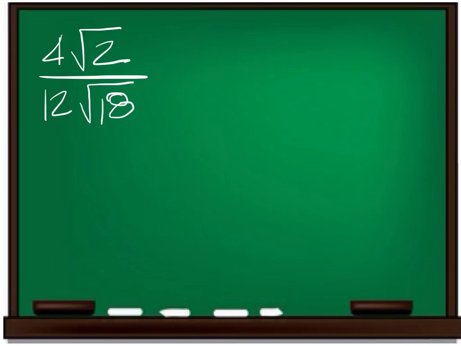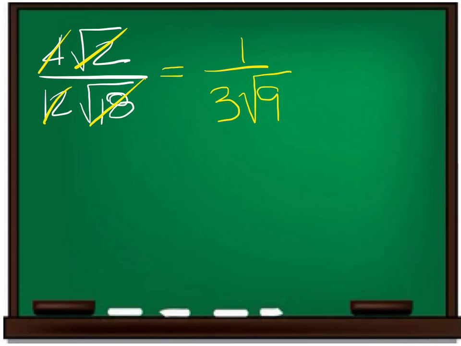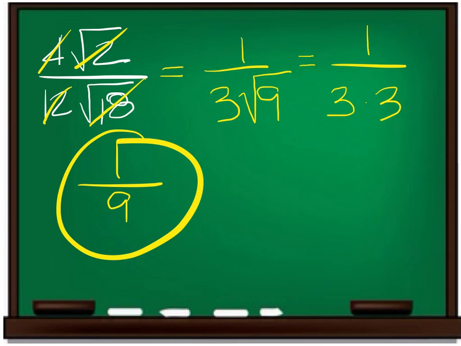On the practice problem, you can reduce the 4 and 12 to get 1 over 3. And then the square root of 2 over square root of 18 to get 1 over 9 square root of 9. So, on the bottom you'll have 3 times 3. Square root of 9. That's going to dwindle down to 3. So your final answer is 1 over 9.